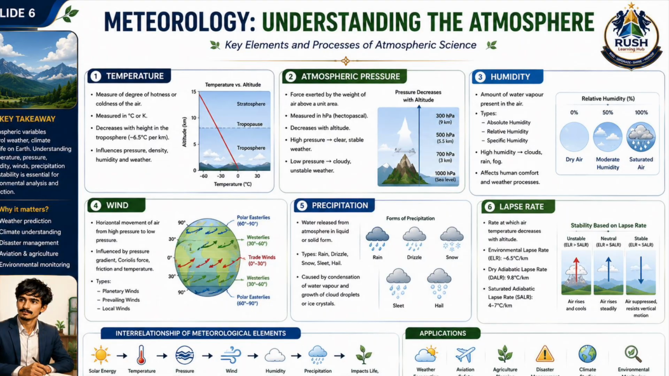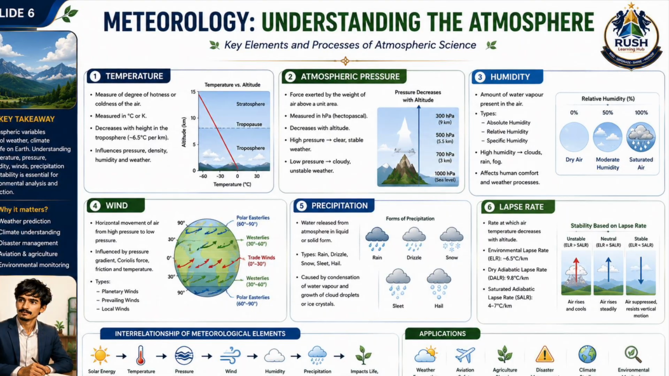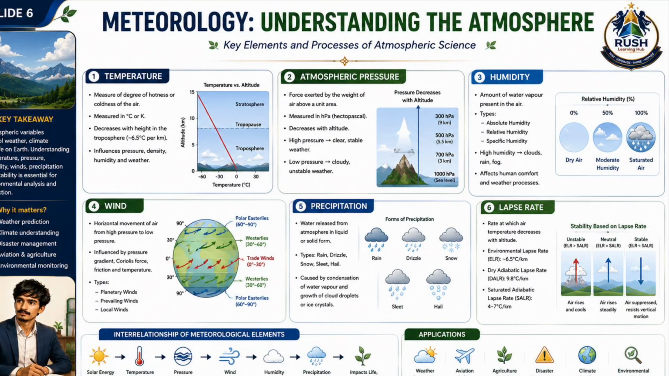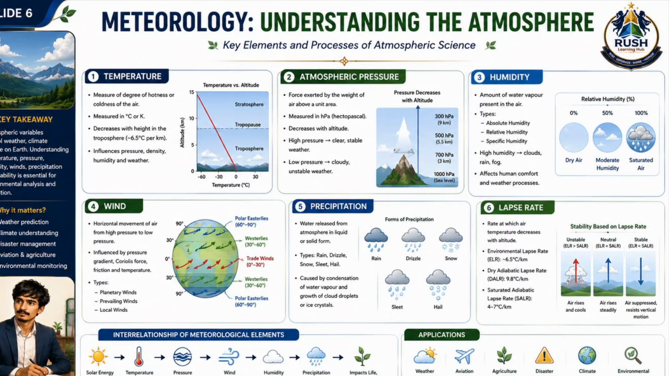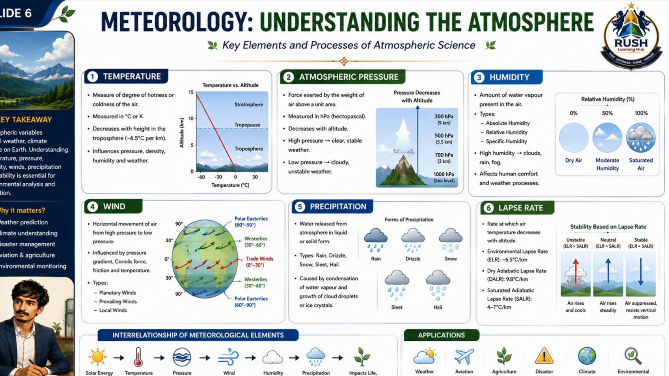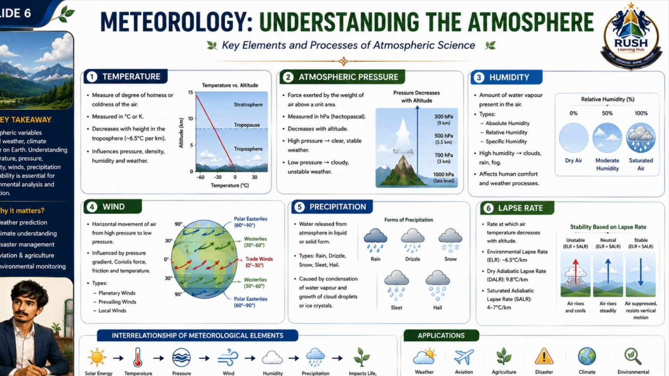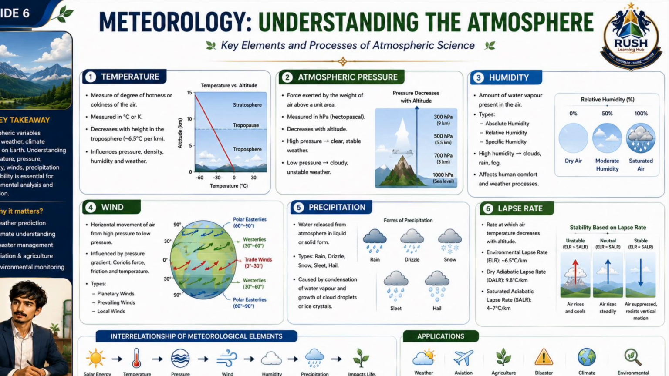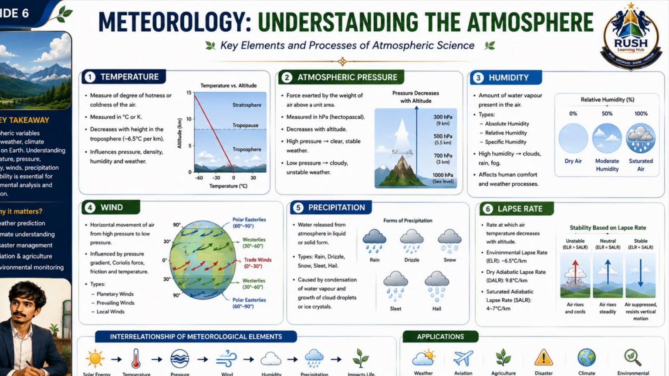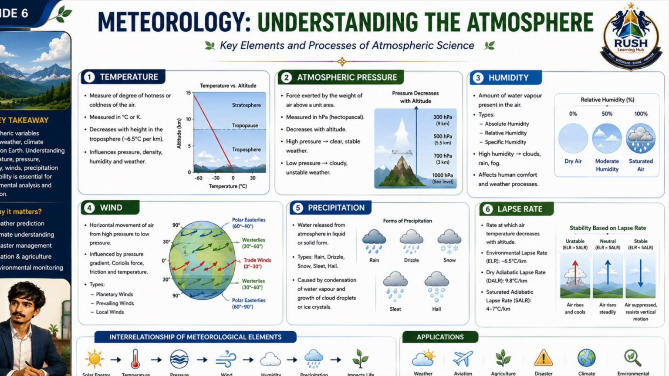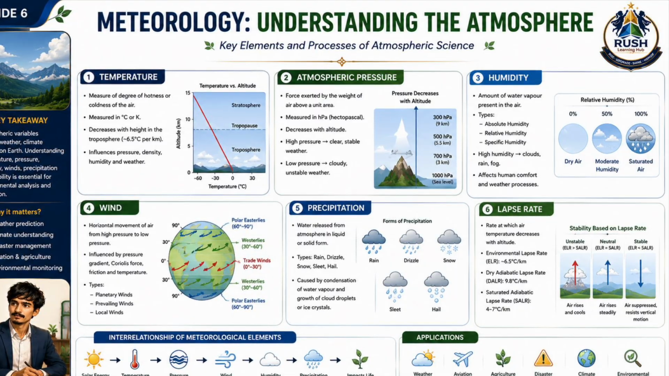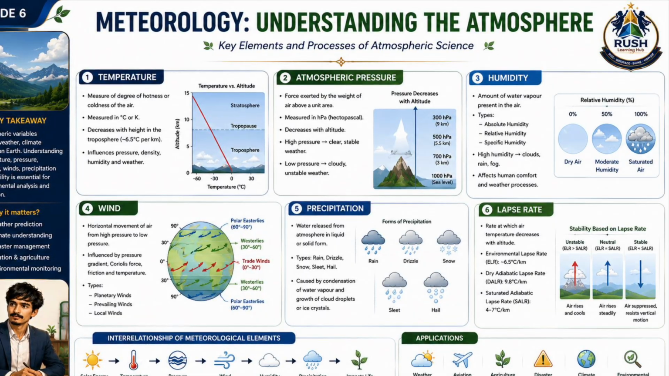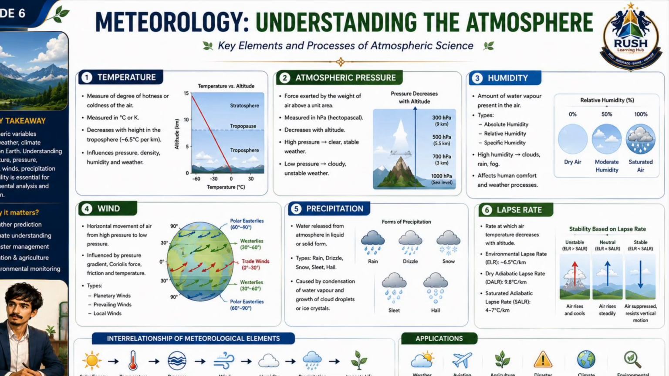Next is precipitation. Precipitation refers to any form of water released from the atmosphere that reaches the Earth's surface. Common forms include rain, drizzle, snow, sleet, and hail. Precipitation occurs when water vapor condenses around condensation nuclei and cloud droplets or ice crystals grow large enough to overcome atmospheric uplift. The amount and distribution of precipitation play a critical role in agriculture, water resources, ecosystems, and climate systems.